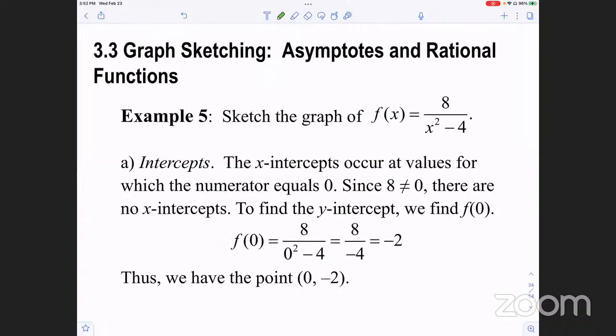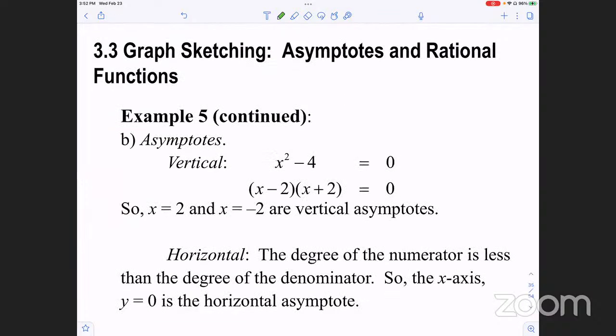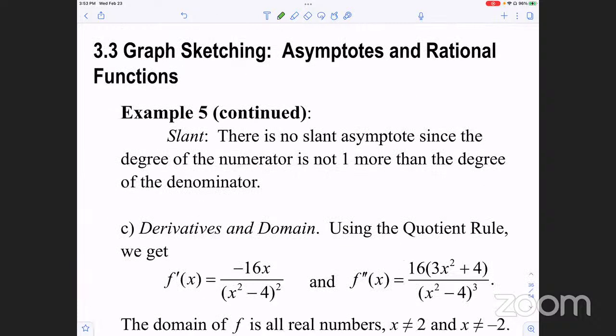So let's see. Sketch the graph. So that we found the intercepts, we found our X and Y intercepts. Vertical asymptotes, plus or minus 2. Horizontal asymptote we found. There was no slant, since the degree of the numerator is not one more than the degree of the denominator.